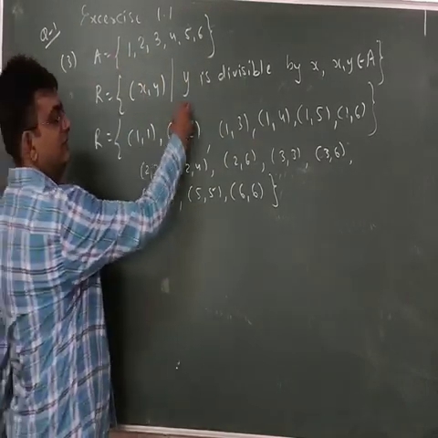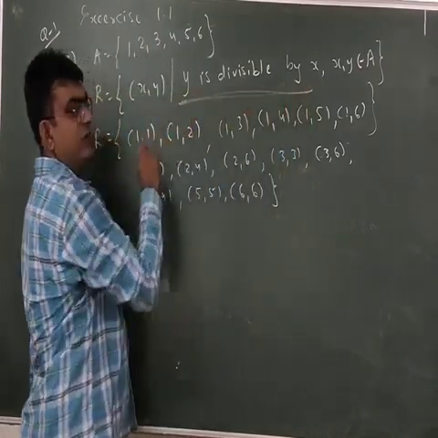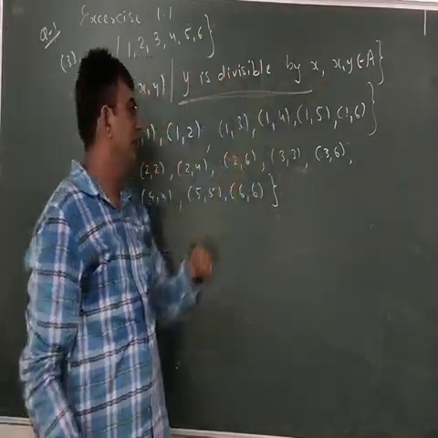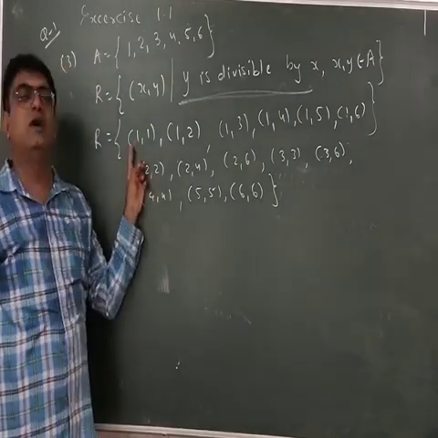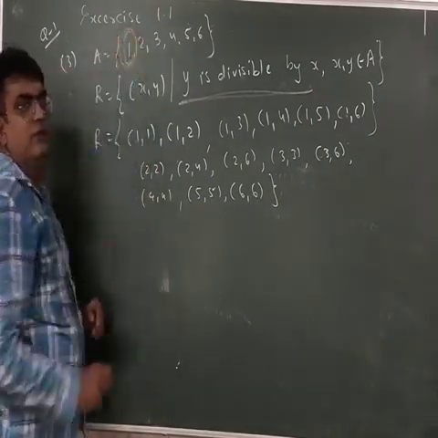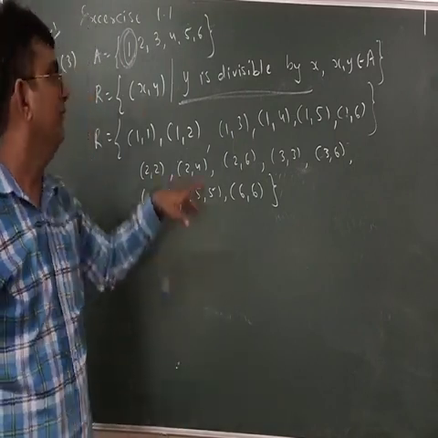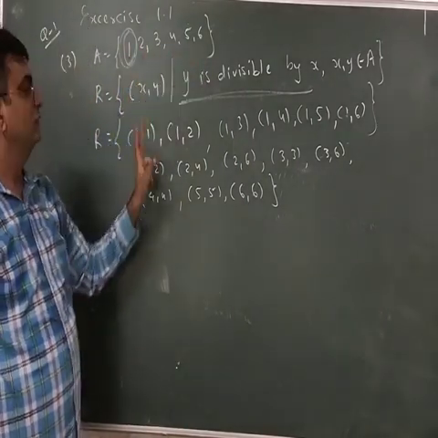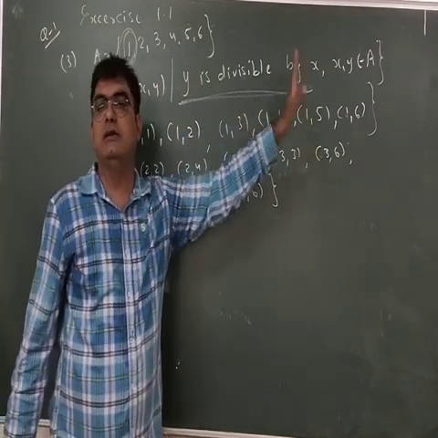In other words, we can see that y is divisible by x. What does this mean? This means that y is a multiple of x. Now if I have to write all the elements related to 1, what do I have to take? All the multiples of 1. We know that 2, 3, 4, 5, 6 are multiples of 1. So (1, 1), (1, 2), (1, 3) and so on all belong to R.